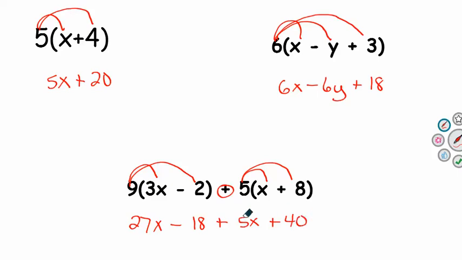This is a really long problem, so let's look: is there anything I can combine? Let's see. I see x's. I have 27 x's over here, and then I have 5 x's over here. So that means I can combine those two. So 27, and then you add 5 to it. That means I have 32 x's. Now let's look at this one. I've got some combining to do.